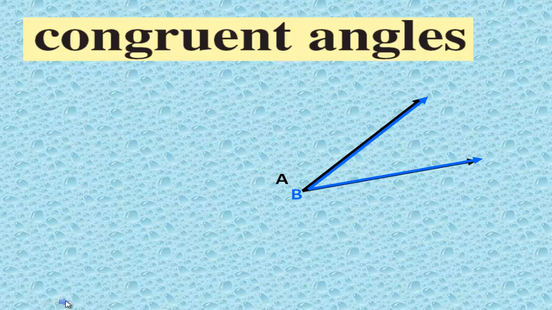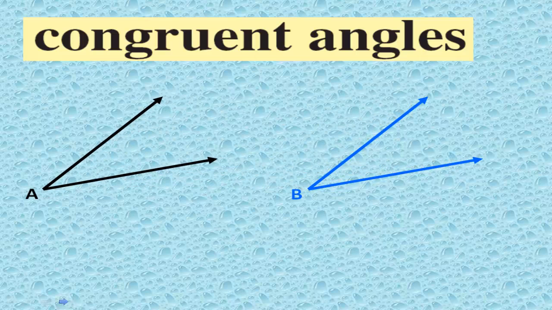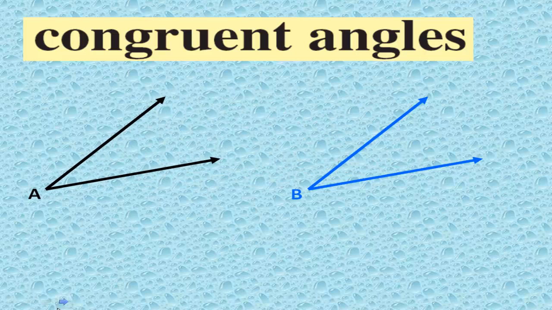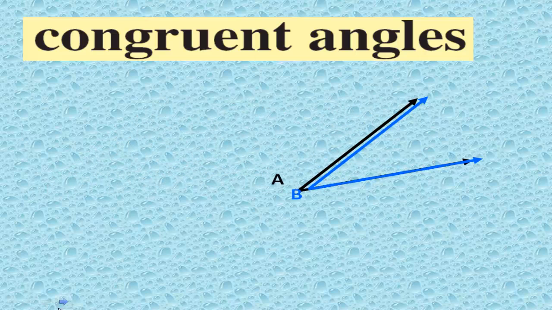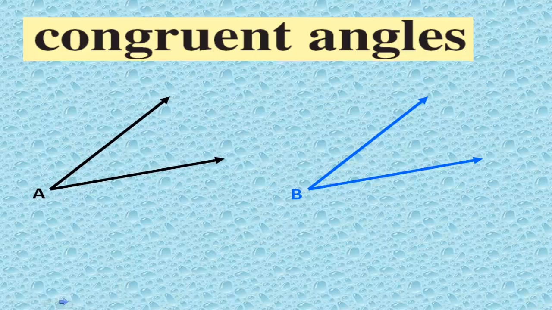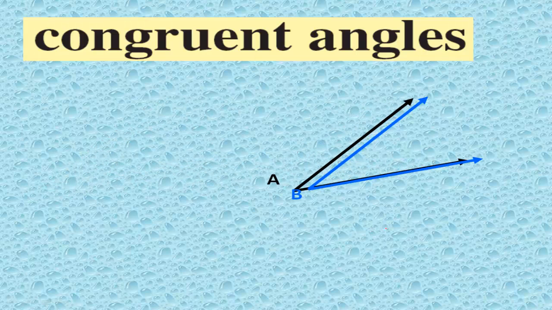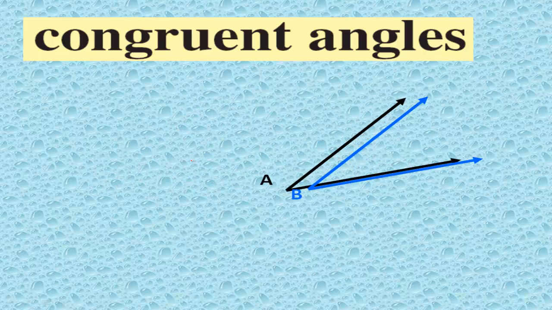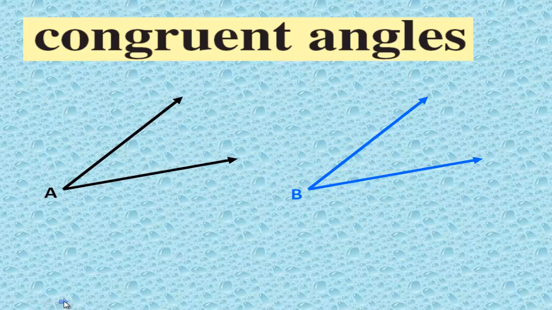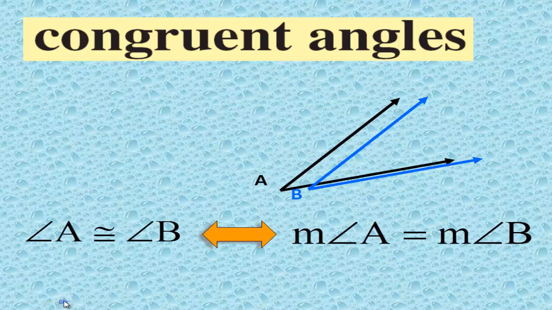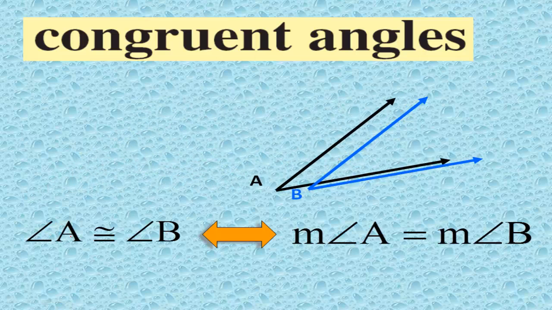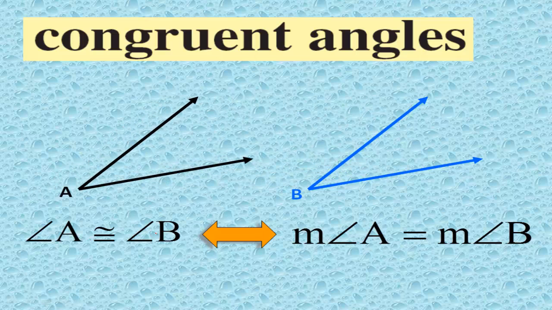Now we're going to talk about congruent angles. The same thing with the segments. We can say that 2 figures are congruent if I take one of the figures and place it on top of the other one and they match exactly, like what's happening here. Angle A is congruent to angle B. And this is how we write that notation. Angle A congruent to angle B.